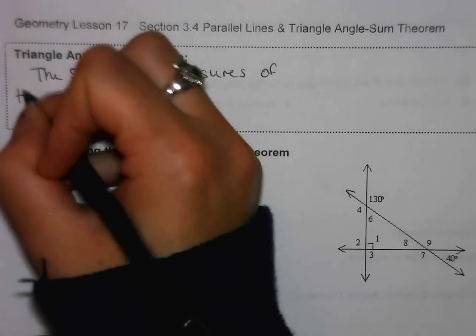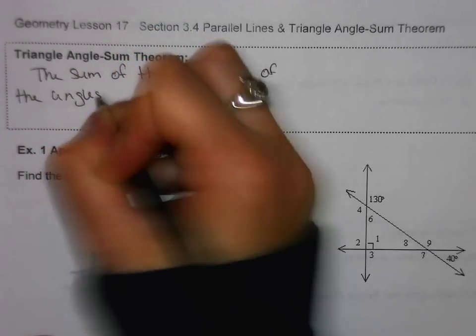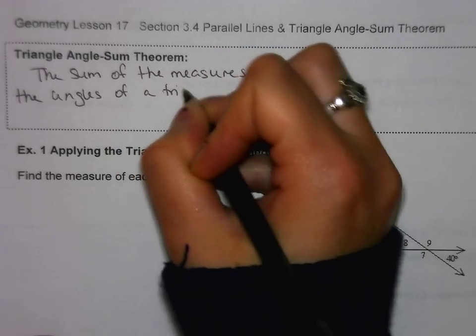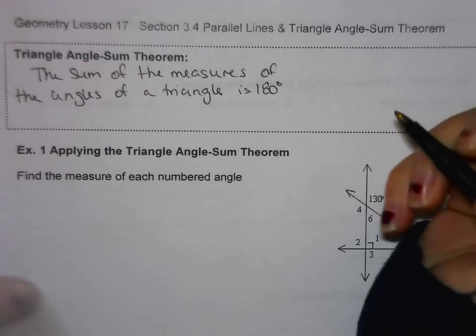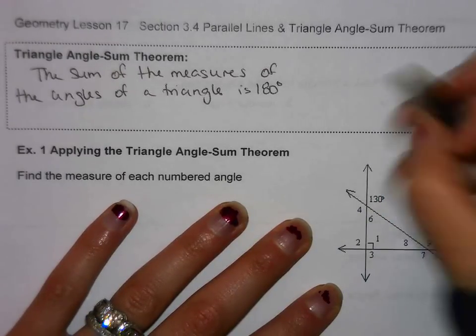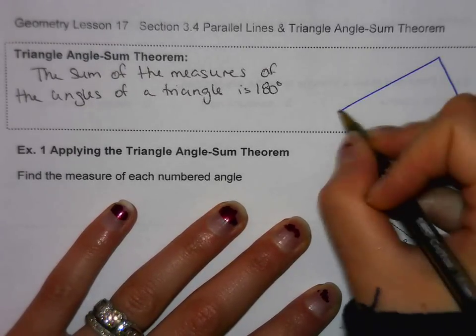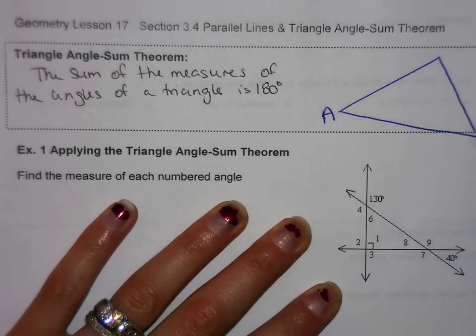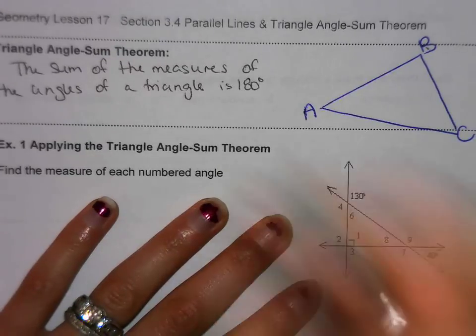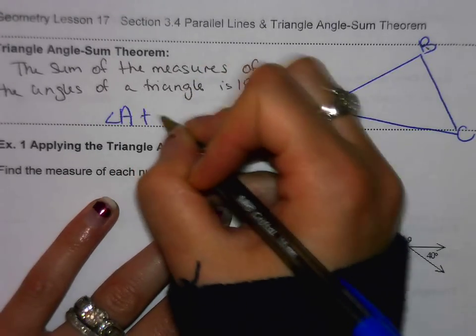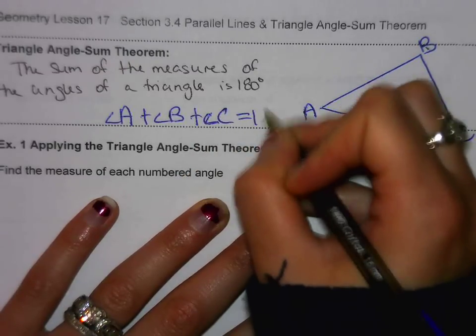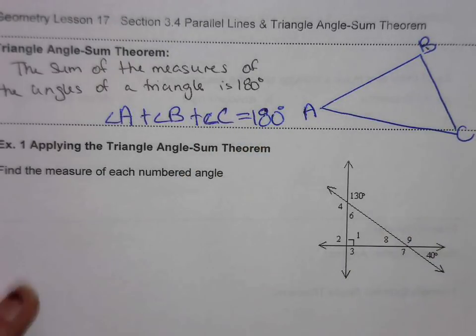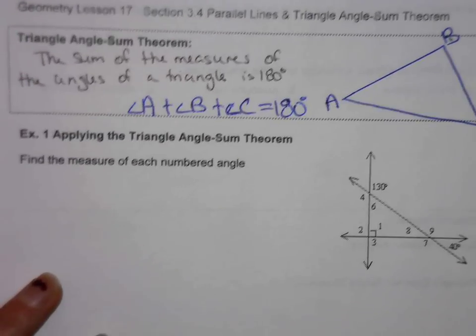of the angles of a triangle is 180 degrees. So for instance, if we're looking at an actual triangle, we have angles A, B, and C. Angle A plus angle B plus angle C will always equal 180 degrees. So let's look at an example problem.